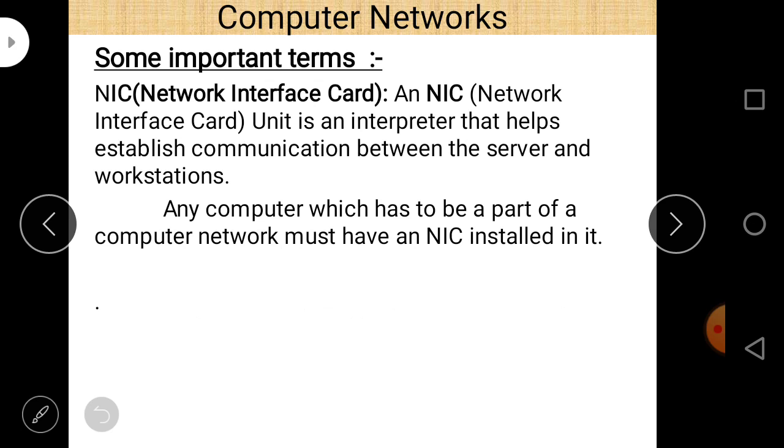NIC basically stands for network interface card, and a network interface card is a part of a computer network workstation system, sometimes called workstation nodes. So each and every node connected to a network must have a network interface card in it. Without a NIC, networking is not possible.